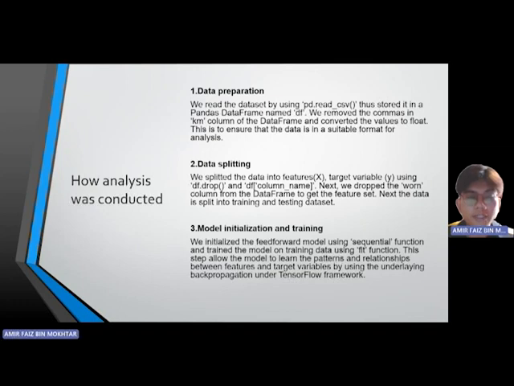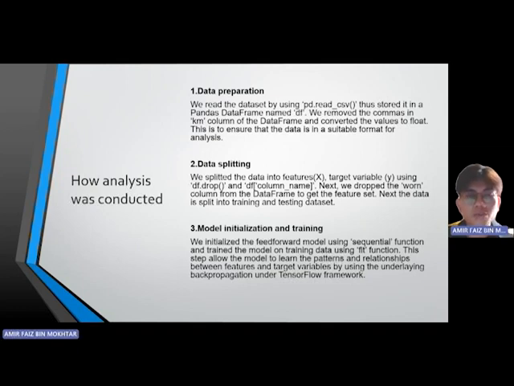Next, I'm going to talk about how the analysis was conducted. The first step is data preparation. We create the data set by using pd.read_csv, and then we store it in a Pandas data frame named df. We also remove the commas in the kilometer column of the data frame and convert the values to float to ensure that the data is in a suitable format for analysis.